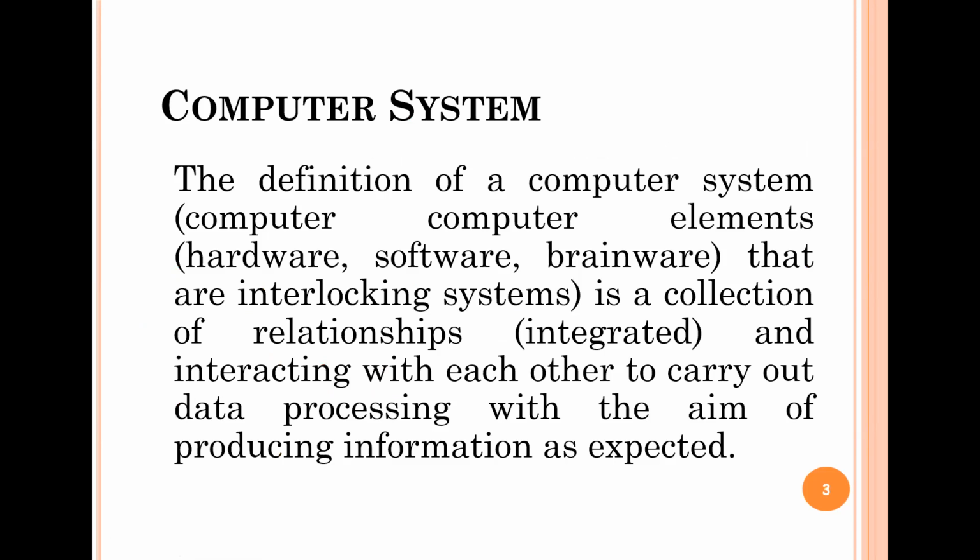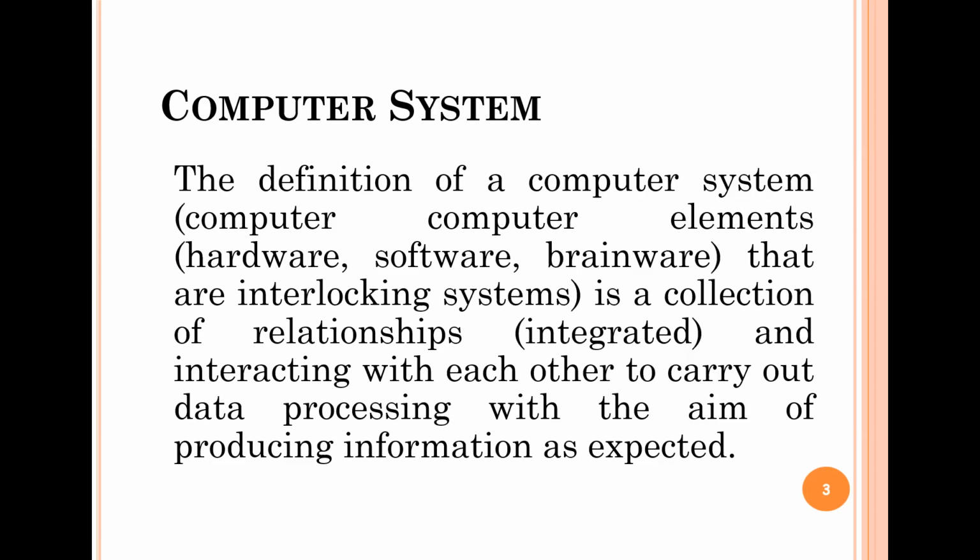Well, the definition of the computer system here: the computer system is a computer element which contains hardware, software, probably brainware, and so on. They're interlocking or interconnected. It is a collection of interrelated components which interact to carry out processing, and then produce information as expected.